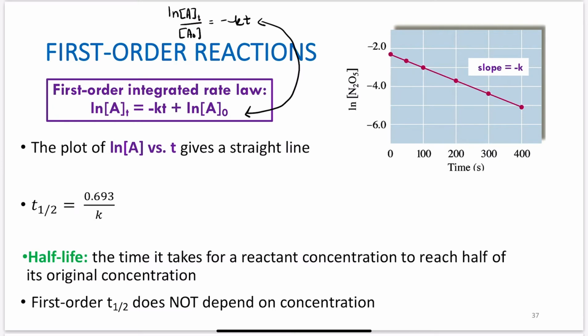If I plot the natural log of the concentration of A versus T, I will get a straight line. That is if this is first order with respect to reactant A. The T to the 1/2 equation is 0.693 divided by K, your rate constant. It is independent of concentration.